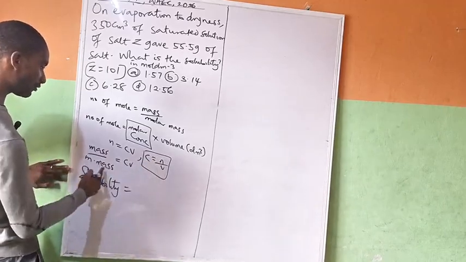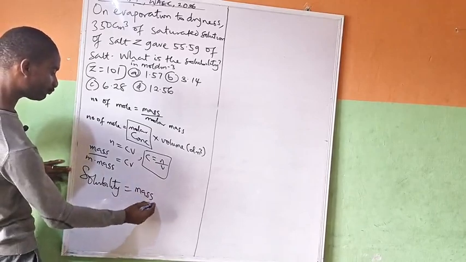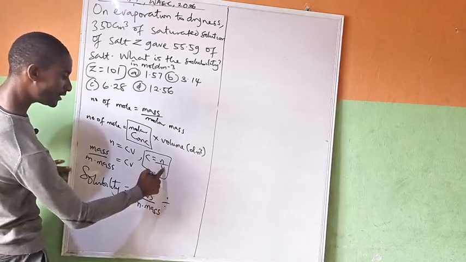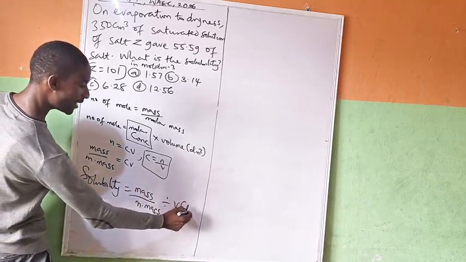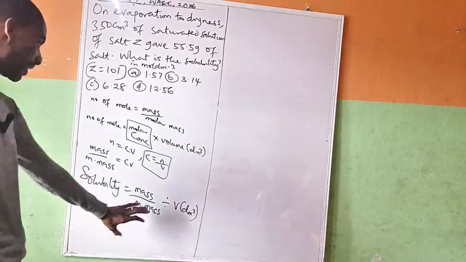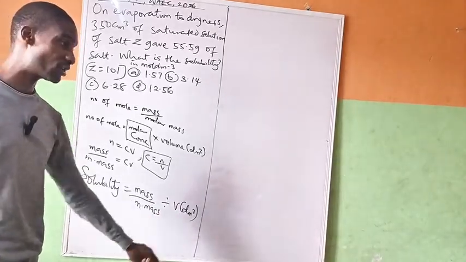What is my n? Mass over molar mass, divided by V. Volume in what? dm cube. So this is the formula for solubility. You can either use this, remember volume in dm cube.